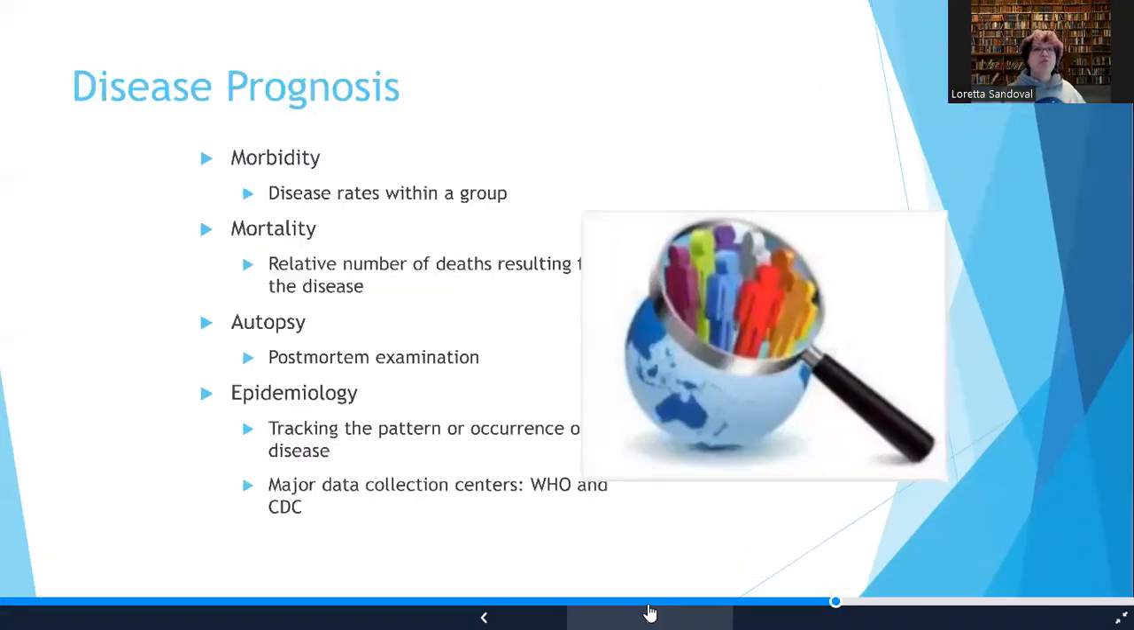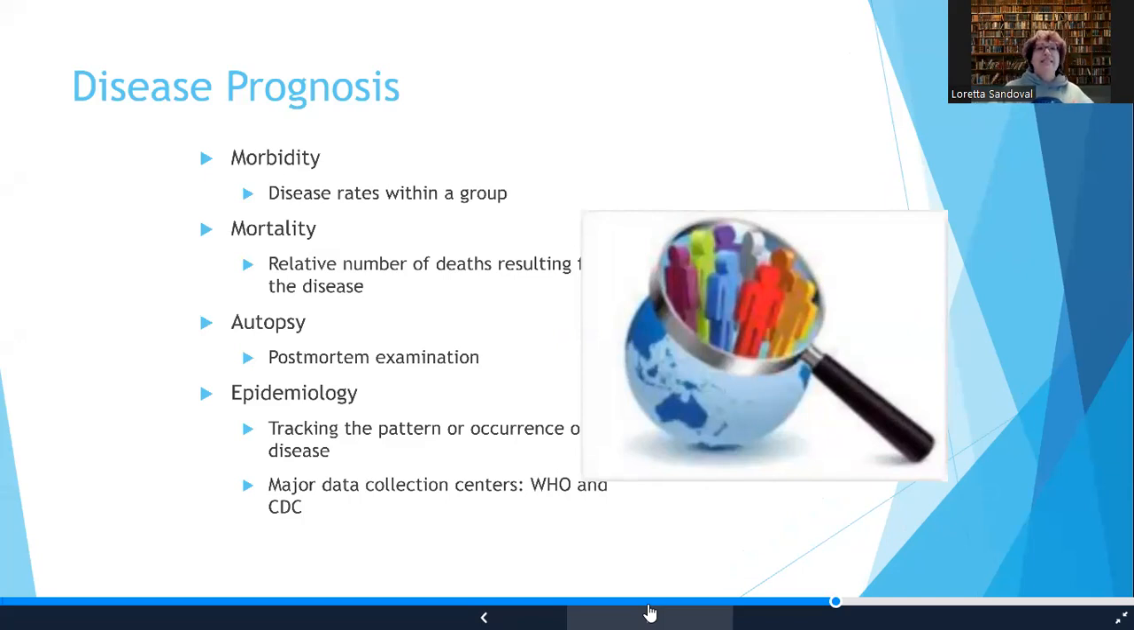So the prognosis is the predicted course of the disease. We'll say things have a good prognosis or a bad prognosis, and it depends on what the projected course of the disease is.